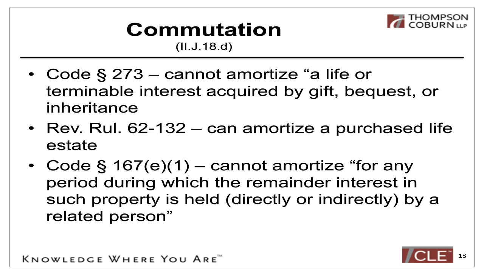If it's acquired by gift, bequest, or inheritance. Now, there's a revenue ruling that does say you can amortize a purchased life estate, but there's an exception that says that if you have a remainder interest that's held by a related person, then you are not allowed to amortize it. So the only time that you can amortize it is if the life interest is sold to a third party. Next slide.